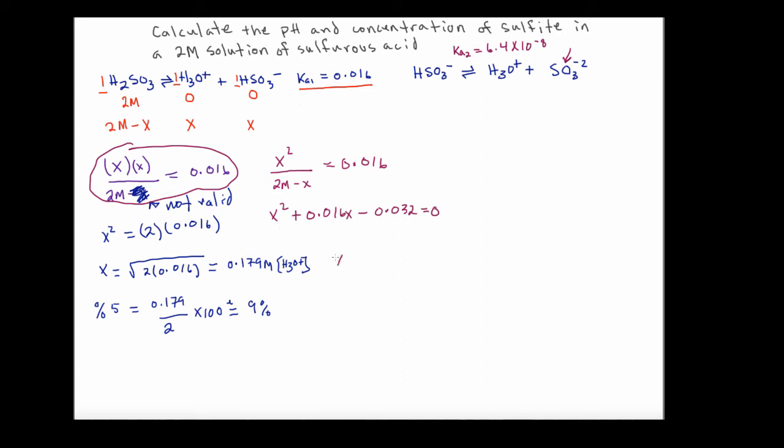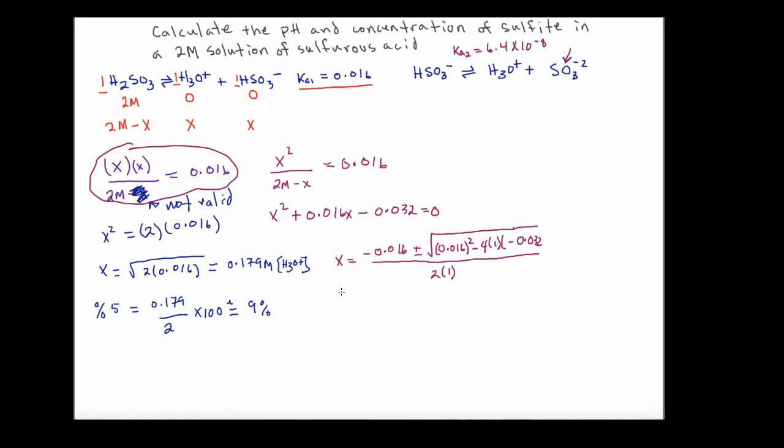What it's going to look like when we insert everything into it will be this. So we're going to have minus 0.016 plus or minus the square root of. All right, and then underneath the square root we're going to have 0.016 quantity squared minus 4 times A, which is 1, and then times C, which is minus 0.032. And then the whole thing is over 2 times A, which is 1.